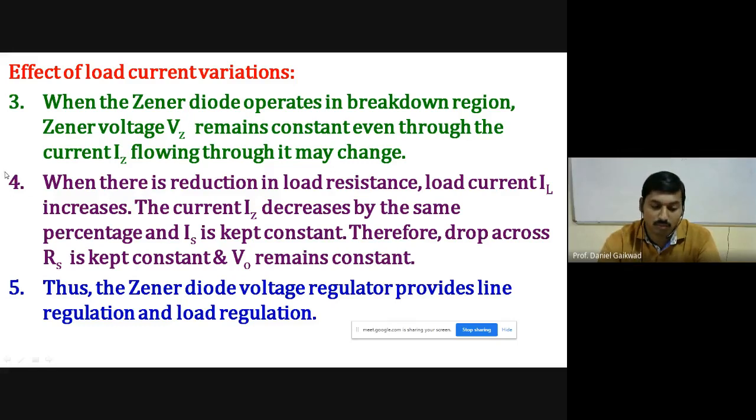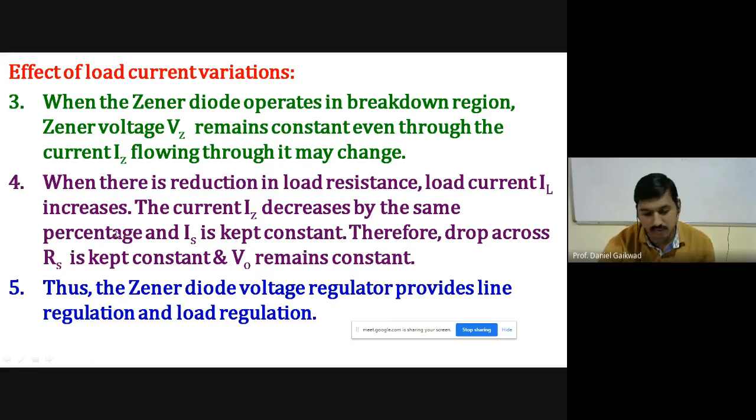Now check carefully the fourth point. When there is a reduction in load resistance, which value increases? Load current IL increases. The current Iz decreases by the same percentage.